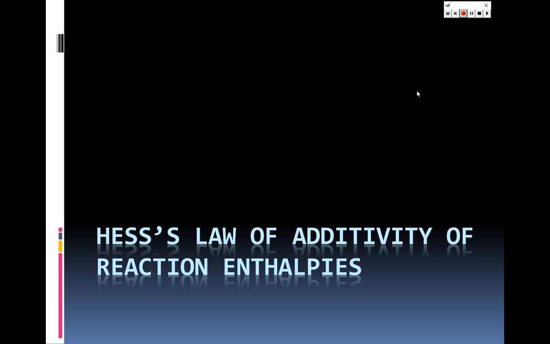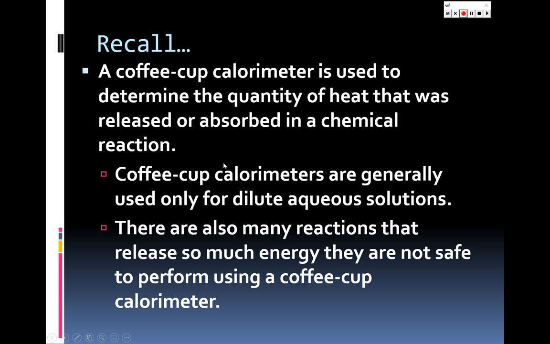Okay, so we are using Hess's law to find enthalpy, so still delta H, but we are going to use it to find the enthalpy change a different way. So there are many reactions that we obviously can't do in a coffee cup, okay?